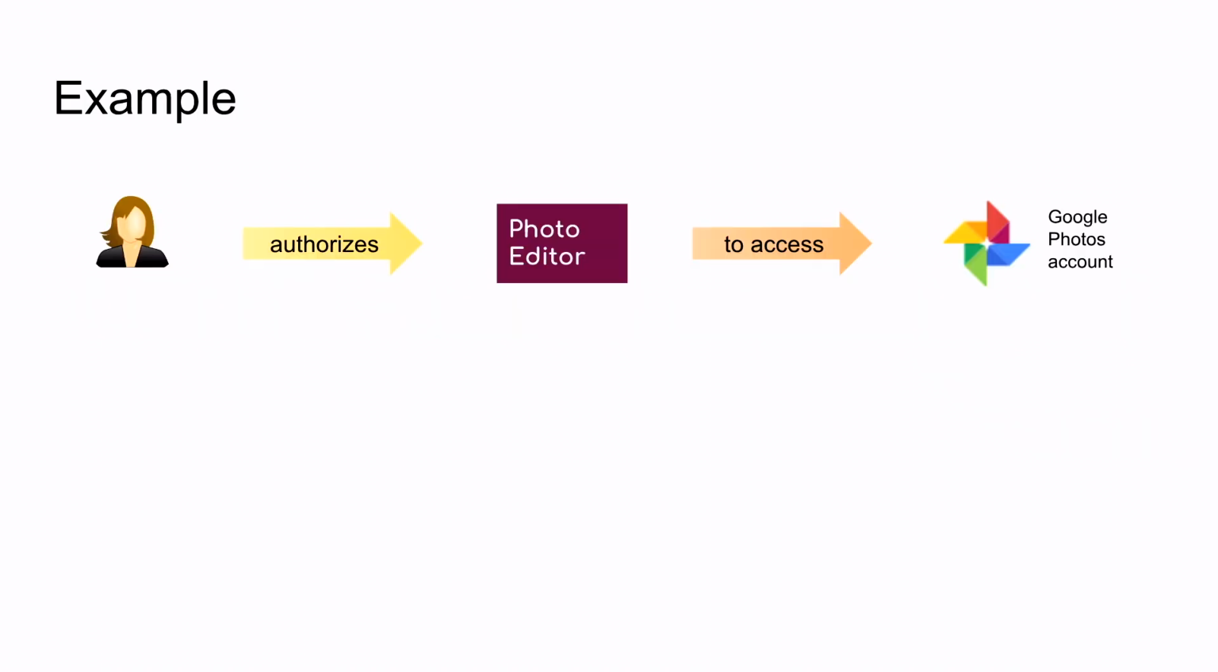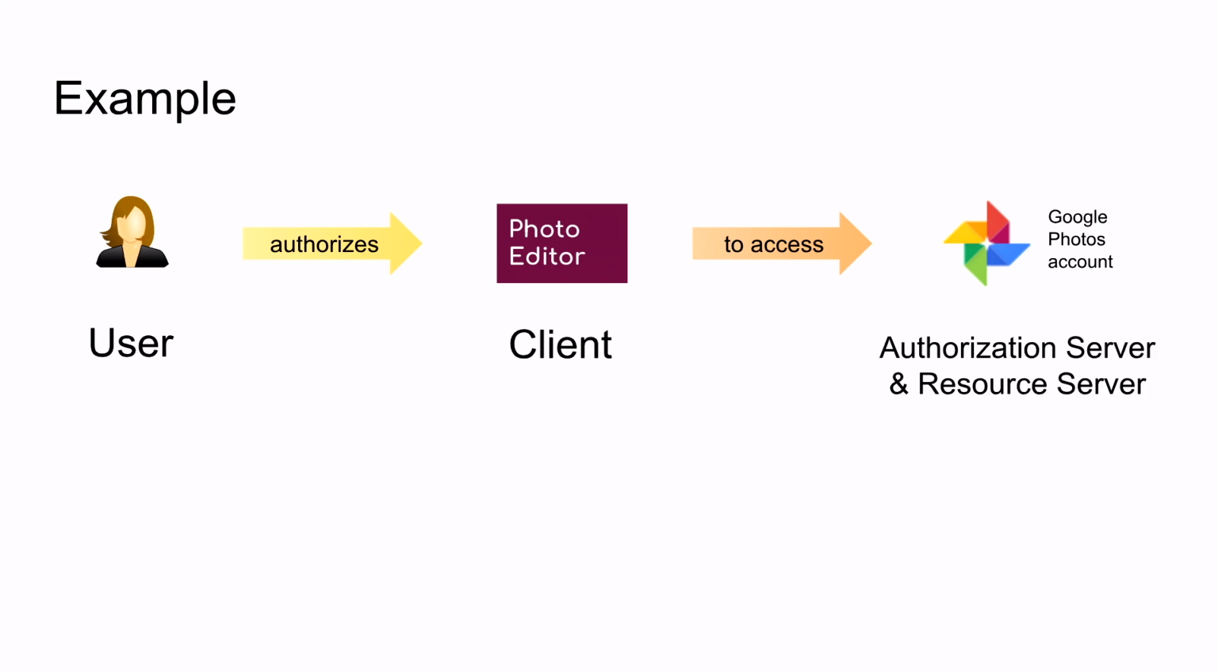So OAuth 2.0. Let's get everybody on the same page and start with a brief usage example here. So we have a user, and she'd like to authorize some online photo editor app to access her photos at Google Photos, her Google Photos account or whatever. So in OAuth, the photo editor app would be the client, and Google Photos would provide the authorization server and the resource server.